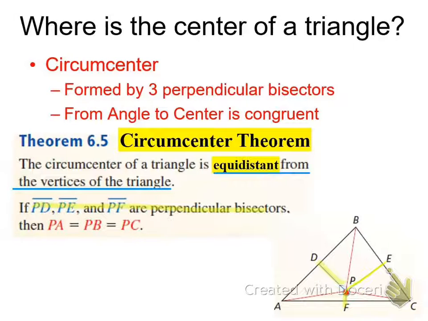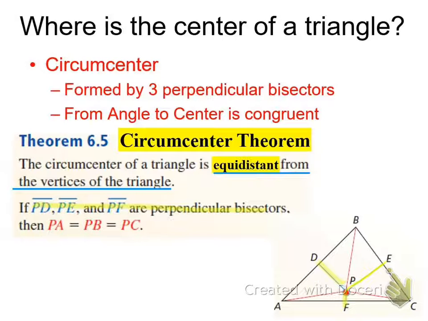Okay, so we're going to highlight them. DP, EP, FP. Where they all intersect, this forms a circumcenter. This is called a point of concurrency because that's where they all intersect at point P. But this point of concurrency is called a circumcenter.